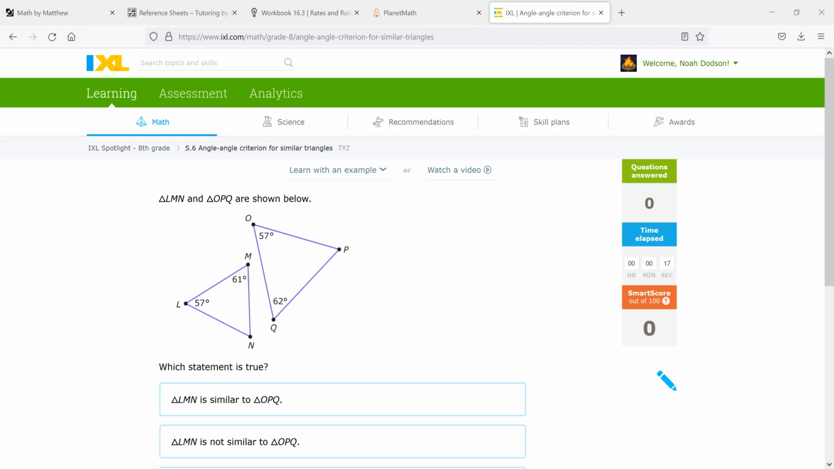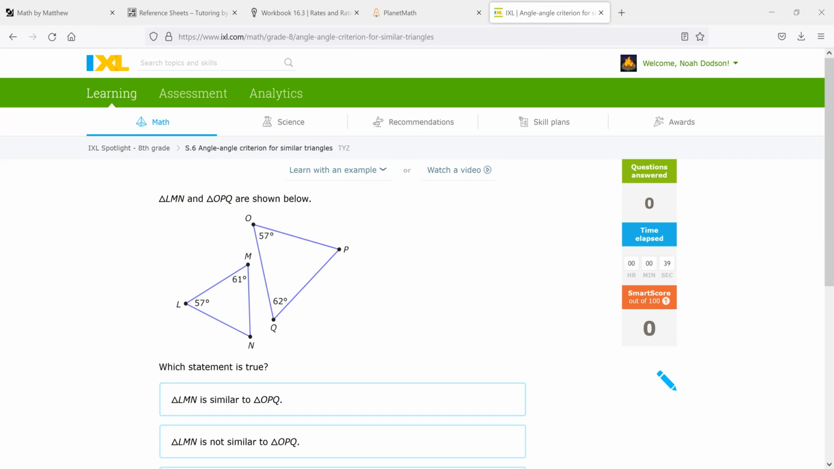All right, so there are two triangles shown. A triangle uses three letters: L, M, and N. That's this one on the left. It's a direction, a path: L to M to N and then back. You can think of it as giving instructions. The other one is O to P to Q.